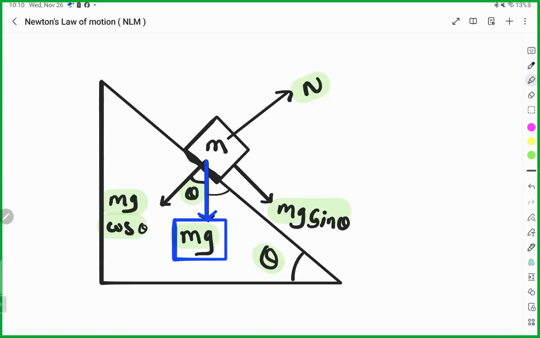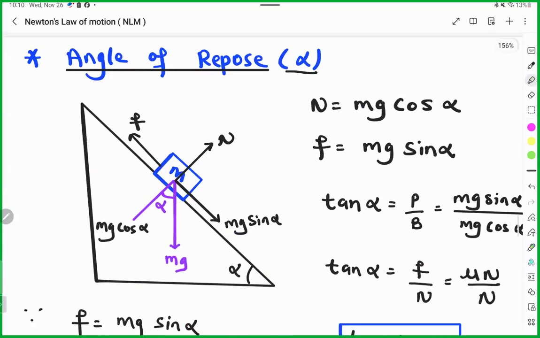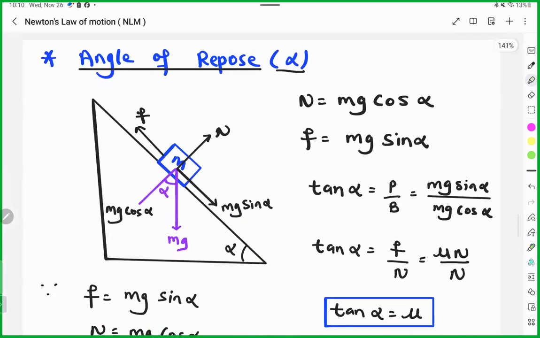If you understood this well, now you can get an idea about the angle of repose. The answer will be easy. The angle of repose will be the same. How you calculated mu is equal to tan theta, here it will be mu is equal to tan alpha, where alpha is this angle. So the answer is not the issue.